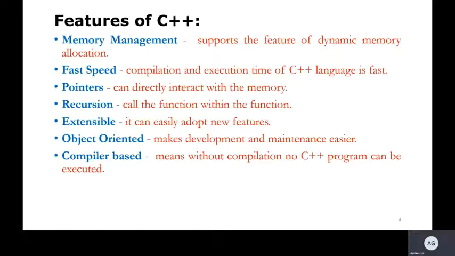And the main part related to C++ is that it is object oriented. Object oriented in the sense there is a particular concept which is focused on. Hence it makes development and maintenance easier. Also, it is compiler based because it is a high level language. So you have to convert it to machine language, and there's a tool used for that known as the compiler. Without compilation, a C++ program cannot be executed.